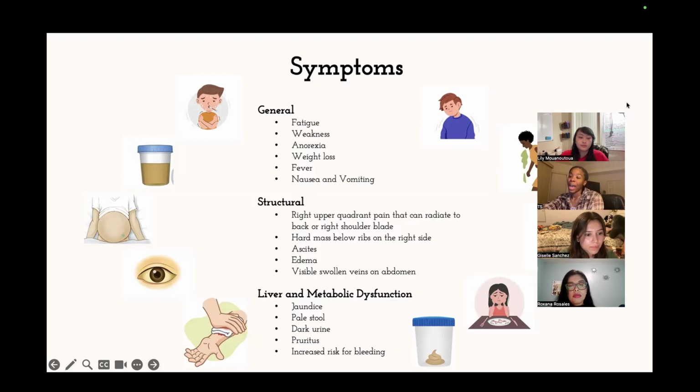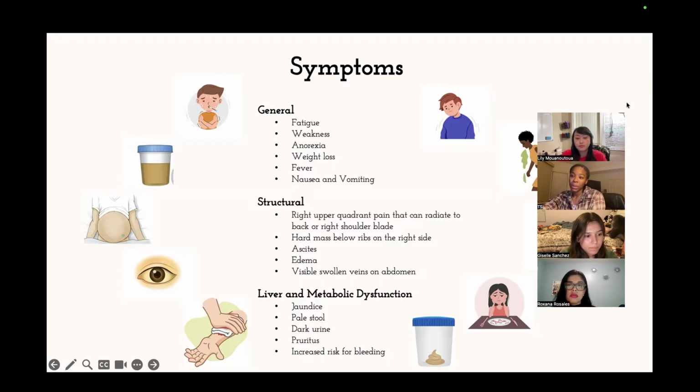So they'll have right upper quadrant pain due to the tumor swelling and pressing on surrounding tissues. They may have a palpable mass due to the tumor growing, and they will have fluid built up in their abdomen and lower extremities due to the liver's inability to produce enough albumin. They'll have swollen visible veins due to the blood flow being blocked, specifically in the portal vein. So it's going to increase that pressure and the veins are going to become visible.